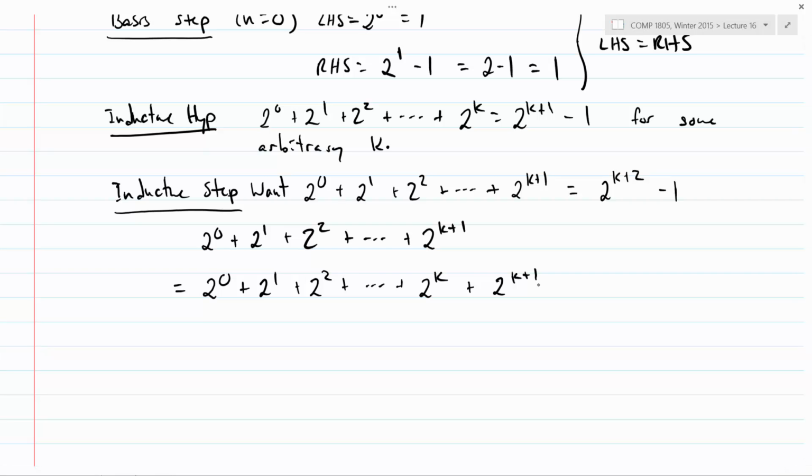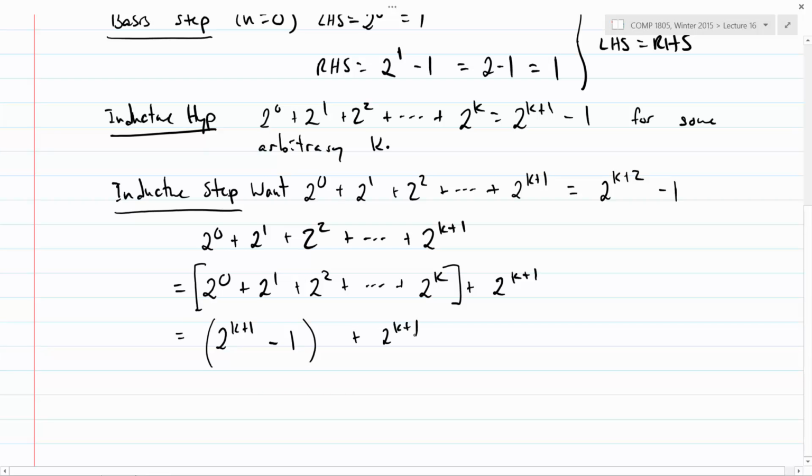And at this point, you say, oh, I already know something about this. That's exactly what my inductive hypothesis covers. This thing is equal to 2 to the k plus 1 minus 1. And then I still have this other 2 to the k plus 1 out here. And this is by the inductive hypothesis.